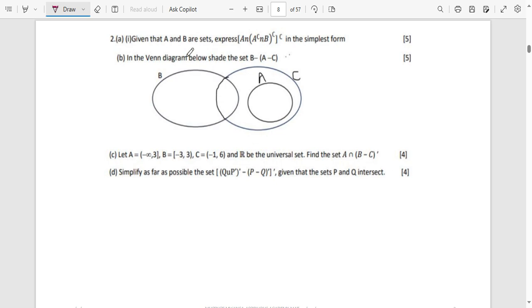Given that A and B are sets, express A intersection A complement intersection B complement complement in the simplest form. First thing first, we're going to get this complement outside and distribute to the inside. Okay.